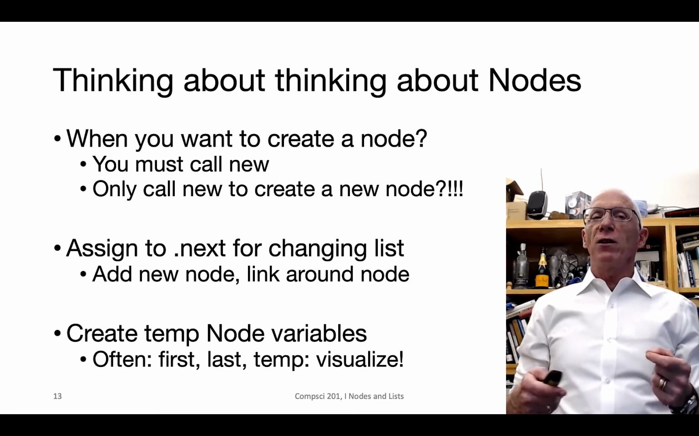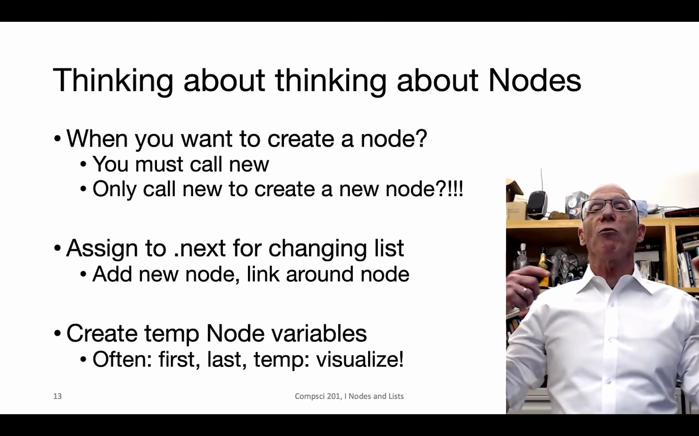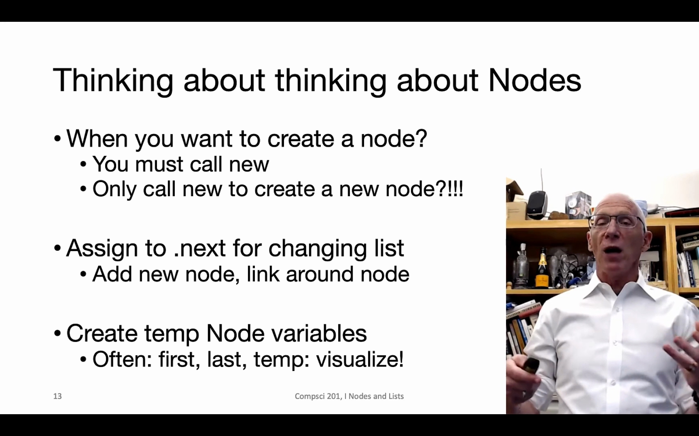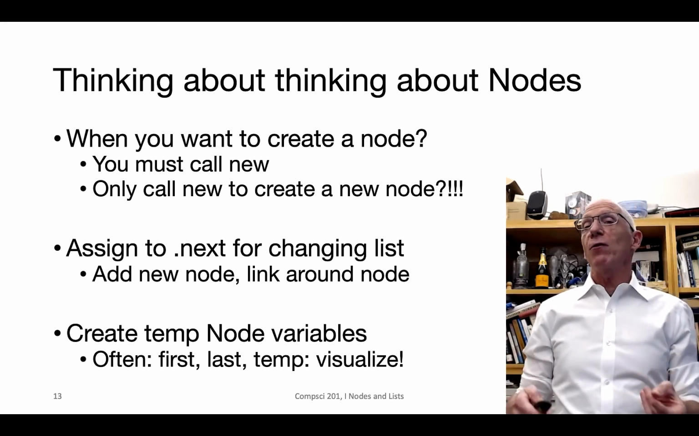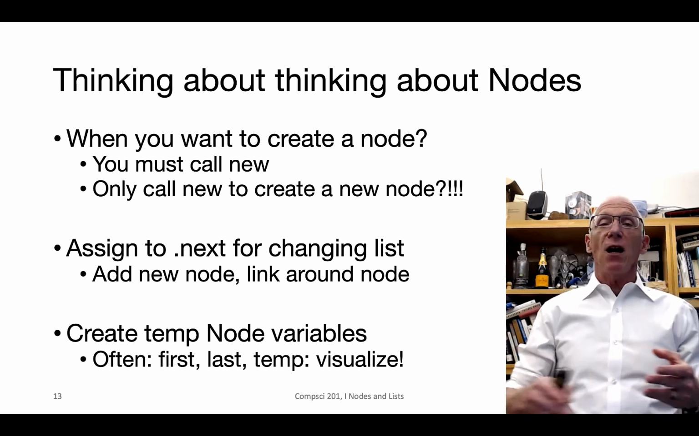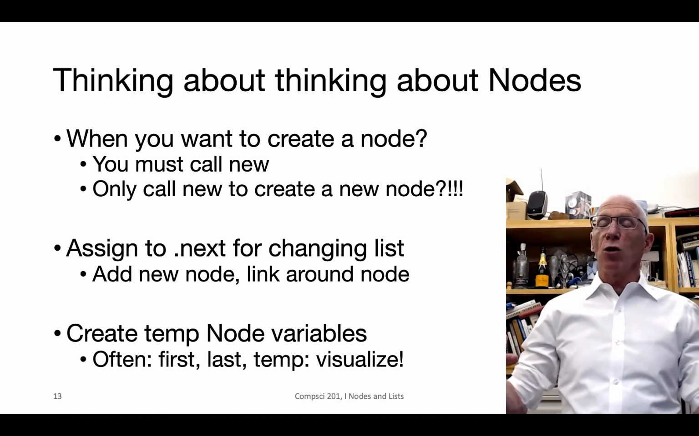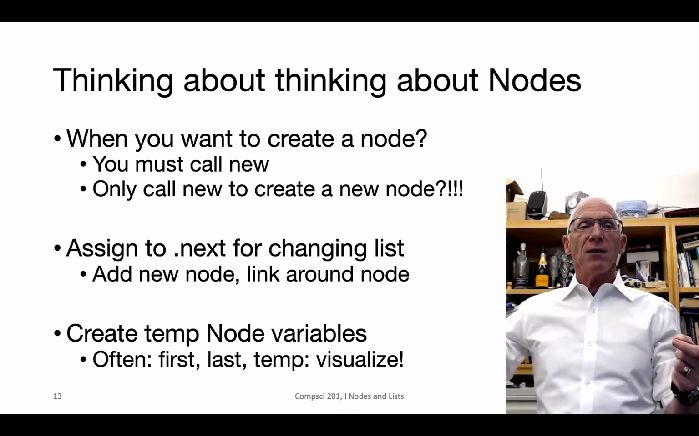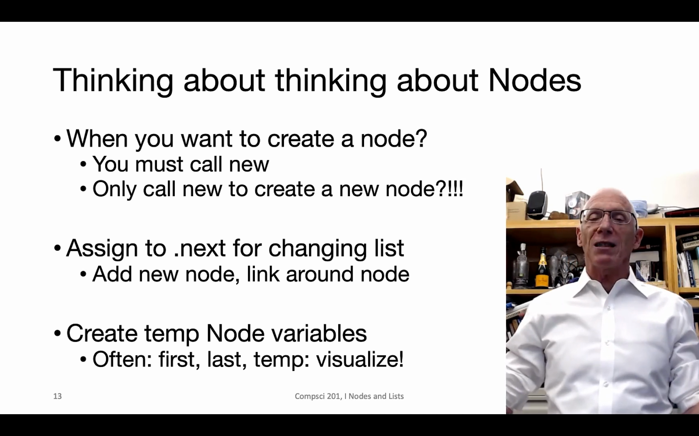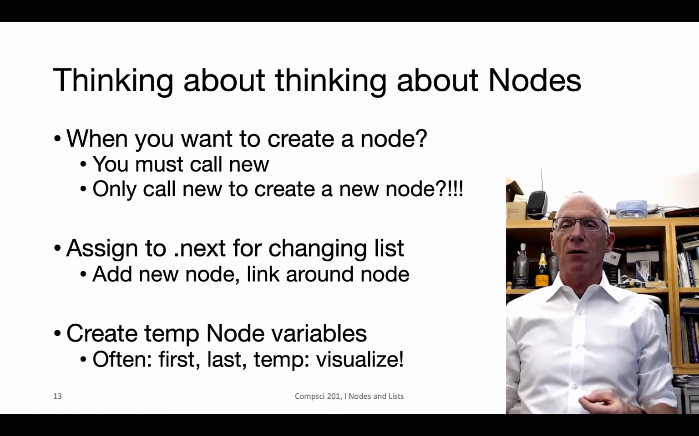When you want to create a node, you must call new. Don't call new unless you want to create a new node. Sometimes you'll just assign one pointer to another, but if you want a new node, call new. If you're going to change a list, there must be an assignment to a next field. You can't make a new list built without assigning to a next field. You might call new 10 times, but if you don't link things up by assigning to a next field, you won't actually build a linked list. Often, extra variables are useful to help you reason about the code.